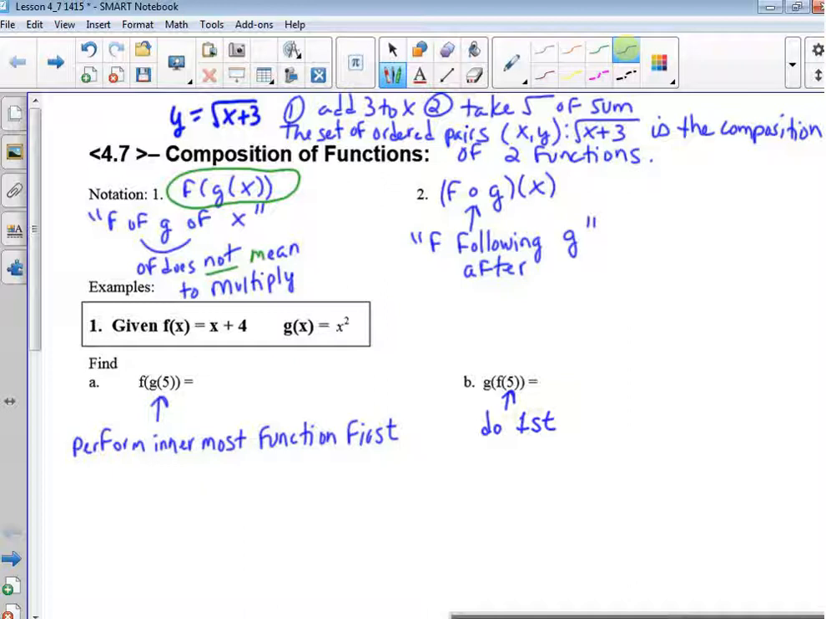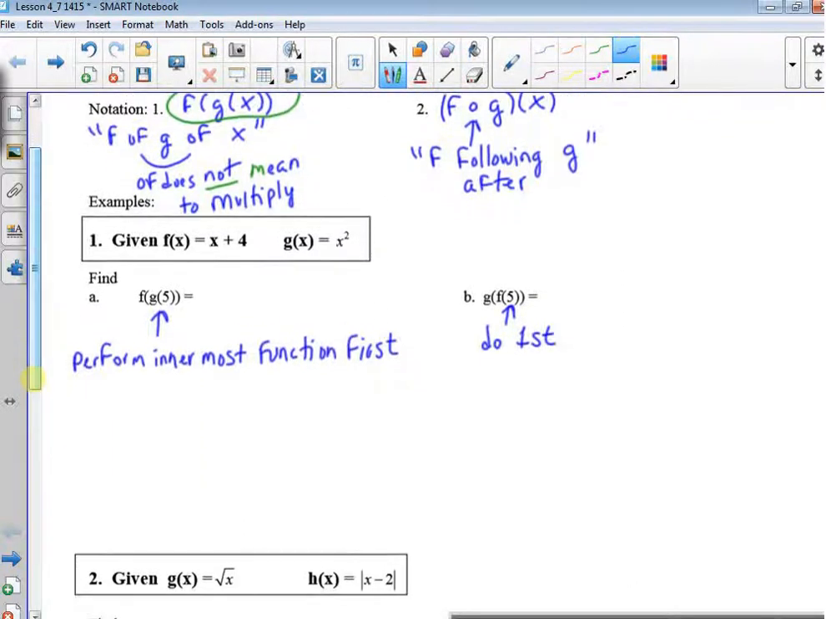So it's just like what we did the other day. So we're going to start with g of 5. So I write the rule for g, which is x squared. And remember, I am taking 5 and just plugging it in for x. So I get 5 squared, or 25. So g of 5 is 25.